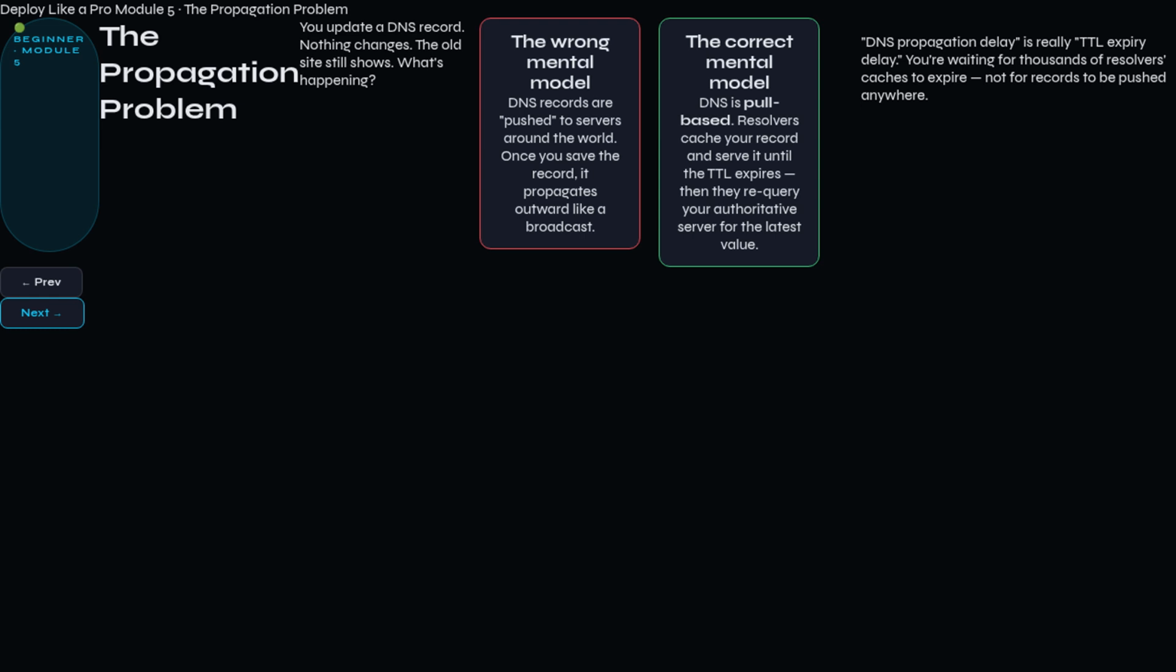The common misconception: DNS propagation implies DNS records are actively pushed out to servers around the world. That's not how it works. DNS propagation is passive. Resolvers keep serving the cached version until their TTL expires, then they requery the authoritative server and get the new version. The good news: you have control over this. By setting low TTLs before planned changes and high TTLs after things are stable, you can minimize propagation time when you need to move fast.